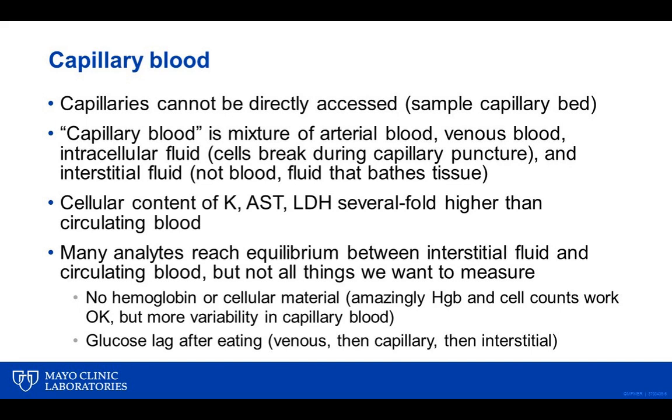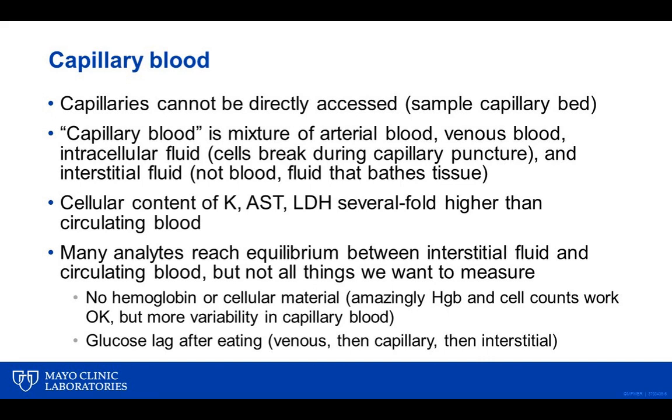We're going to break some cells in the process, so we get this cell juice out. And we'll get some interstitial fluid. Interstitial fluid is the fluid that bathes the cells, in between cells in our tissue. And so capillary blood, quote unquote, is not a pure blood specimen. We do not access the capillary directly, but we get this mixture of arterial blood, venous blood, intracellular fluid, interstitial fluid, and we use that to approximate the venous concentration of cells, of biochemical analytes for many things.